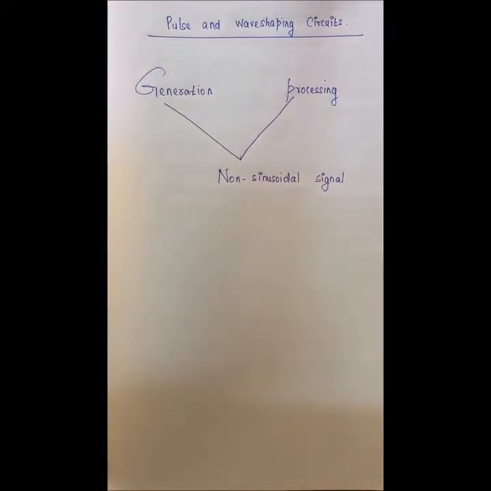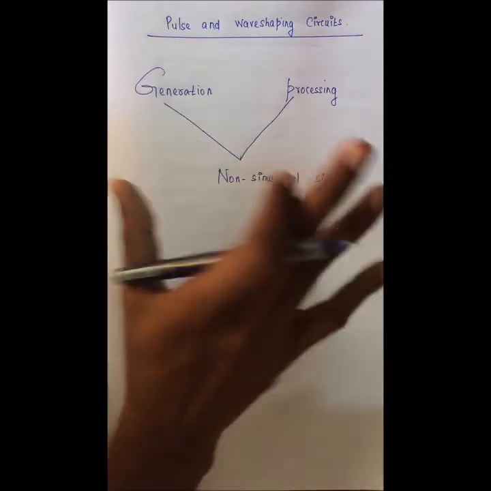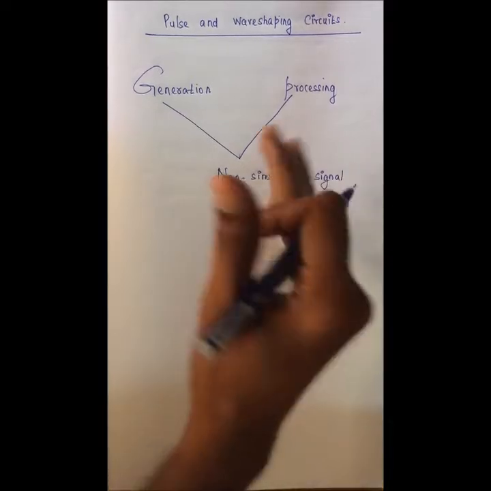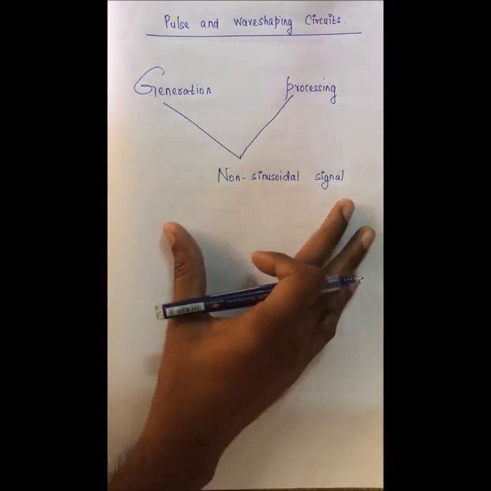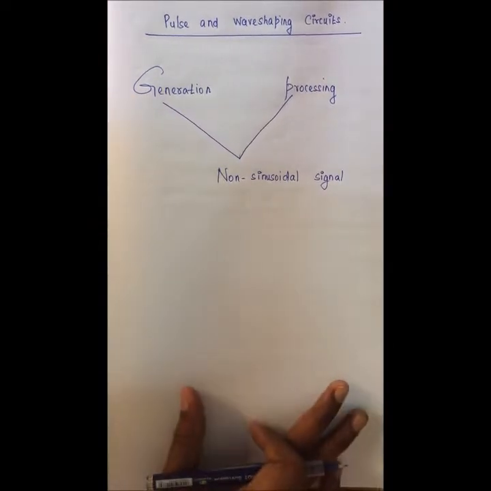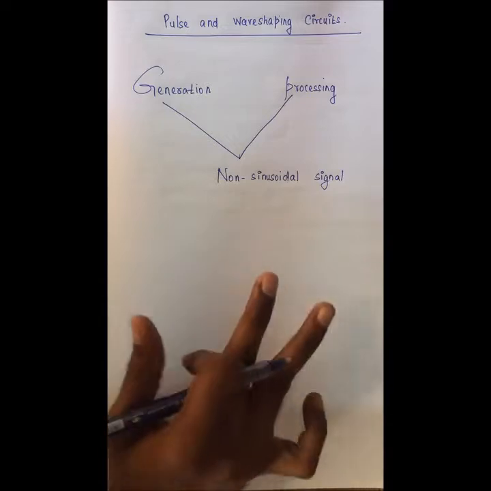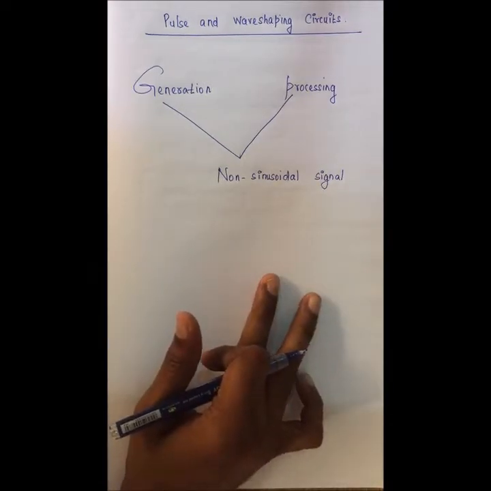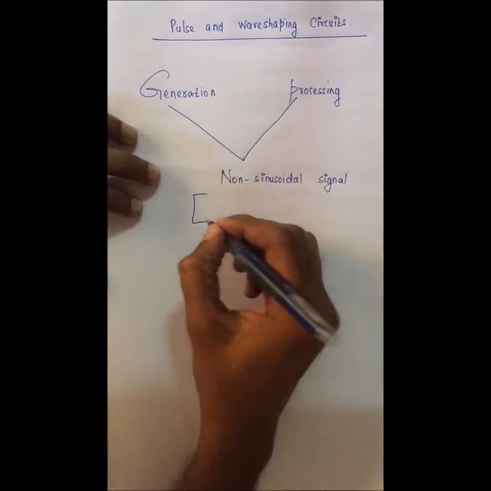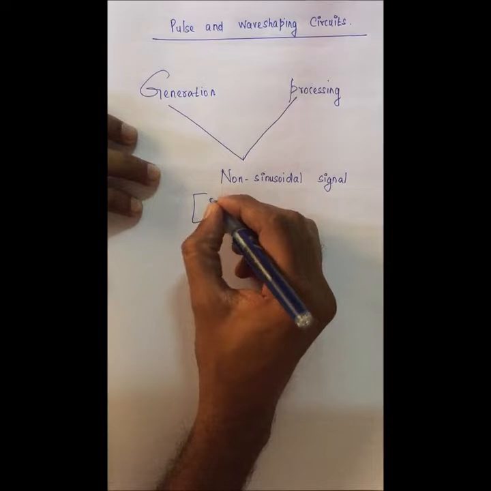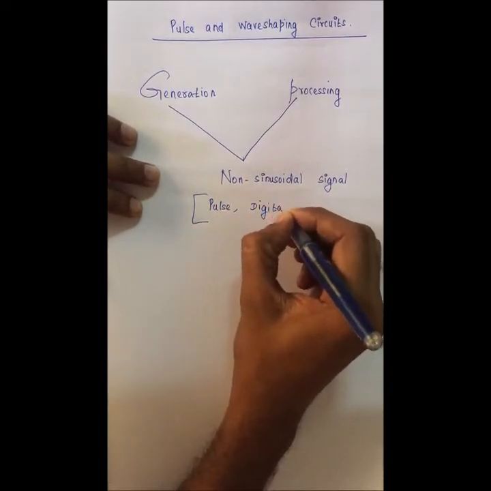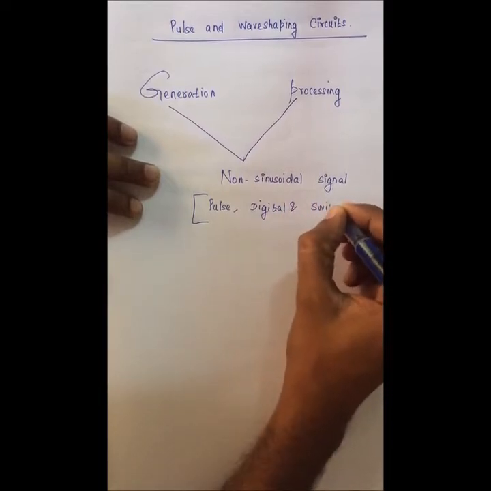Here we are not going to deal with any sinusoidal signal generation or any processing of sinusoidal signal. Of course, for understanding a circuit, we will first analyze it with the sinusoidal signal, but that is only for understanding purpose. We are mainly learning generation and processing of non-sinusoidal signal. They can be categorized as pulse, digital, and switching waveforms.